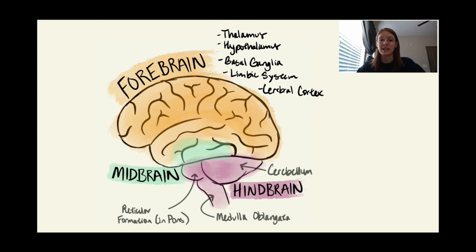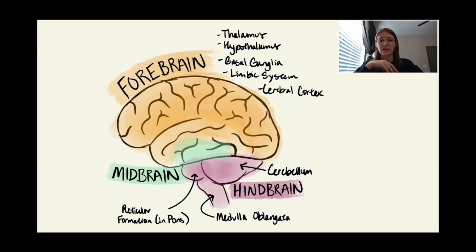The hindbrain contains the cerebellum, the medulla oblongata, and then the reticular formation, which is actually located in the pons. The cerebellum is a structure that coordinates body movements and helps maintain posture as well, so kind of similar to the basal ganglia. The medulla oblongata regulates vital functions like blood pressure, heart rate, autonomous breathing when we're sleeping, stuff like that. And then the pons contain sensory and motor pathways that connect the medulla to the cortex.